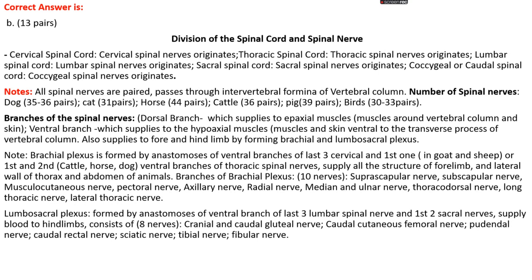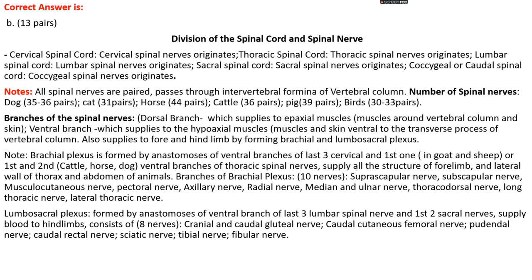Okay, the brachial plexus is formed by the anastomosis of the ventral branches of the last three cervical nerves and the first ventral branch of the thoracic spinal nerves, in the case of goat and sheep, while in cattle, horse and dog the brachial plexus is formed by the anastomosis of the ventral branches of the last three cervical nerves and the first and second ventral branches of the thoracic spinal nerves. Okay, and it supplies all the structures of the forelimbs and also the lateral wall of the thorax and also the abdomen of the animal.